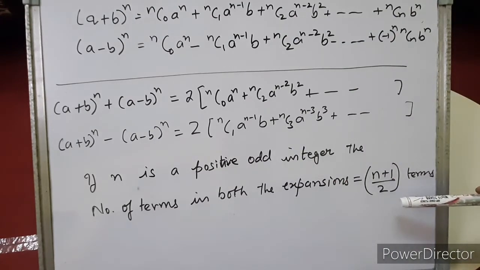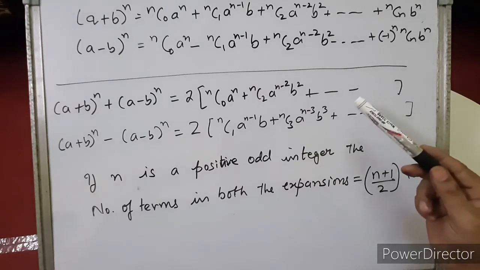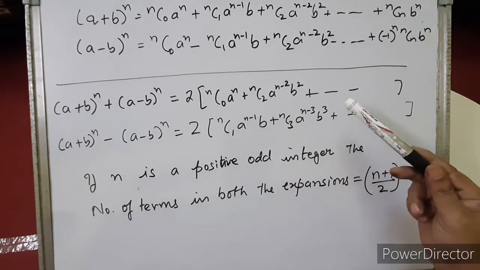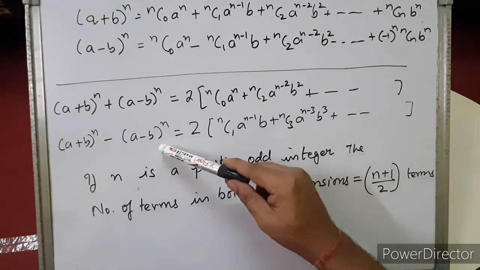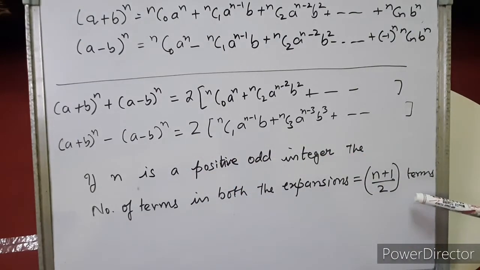So that's what I'm saying here. The number of terms in the expansion of (a + b)^n + (a - b)^n, or (a + b)^n - (a - b)^n, will be (n+1)/2. If you put 5, it will be (5+1)/2, which is 3 terms, right? So this way we can directly use this formula to find the number of terms in these two sequences, right?